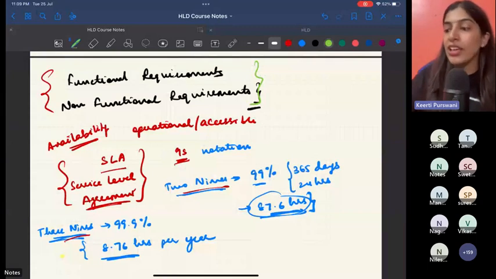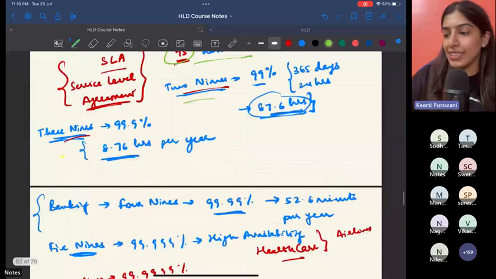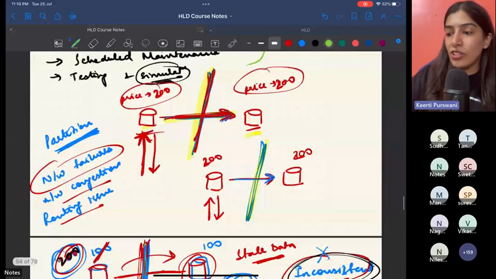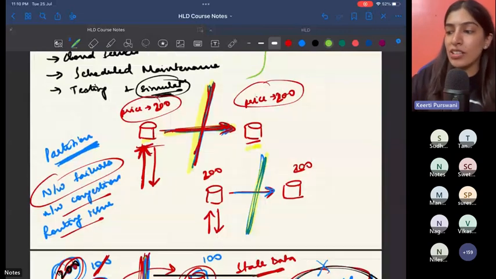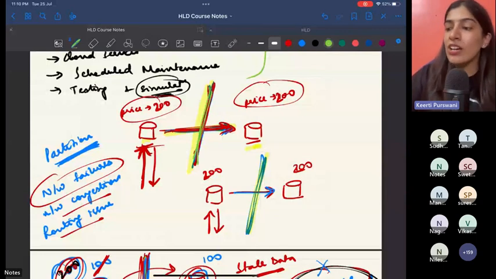Second, we learned availability. For availability, we talked about how the system should be operational or accessible. Then we talked about the nines notation, two nines, three nines. We talked about SLA. We talked about how to increase the availability. Then we talked about partition. Now, what is partition? There is basically network failure or network congestion, routing issues, whatever.